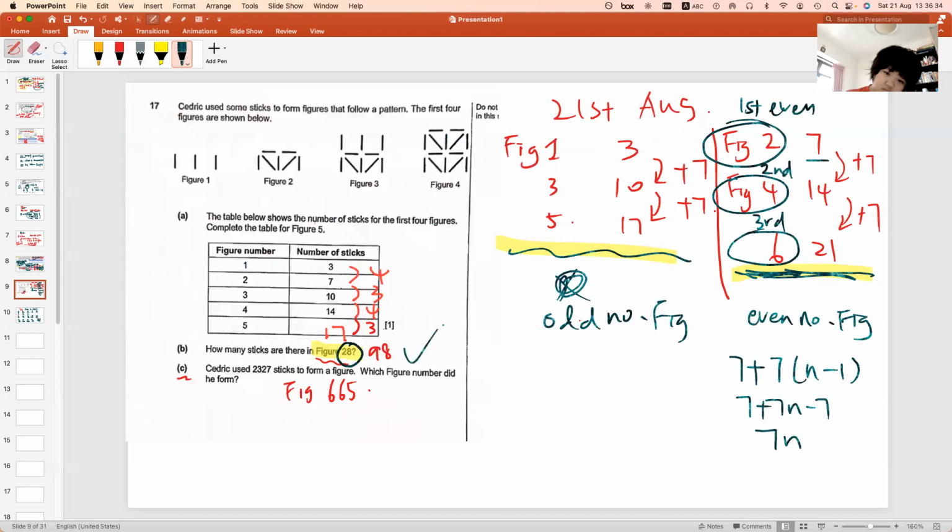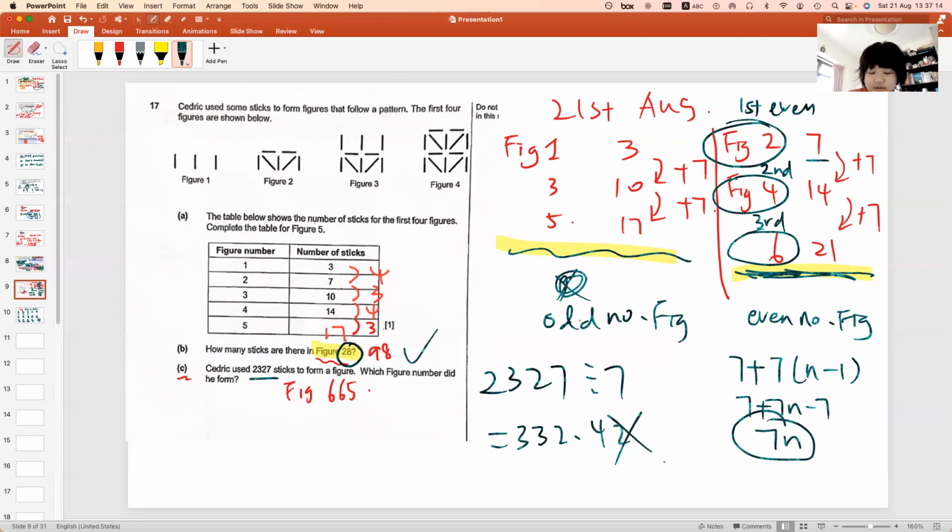Yes, 98 is correct. Okay, so now the question is, you have 2327. I'm not sure whether 2327 can be divided by 7n or not. Let me see. Now I don't know. Let's test. So 2327 divided by 7. Oh, cannot, because it's not a whole number. 2327 divided by 7 is 332.4. So it's not a whole number, right?